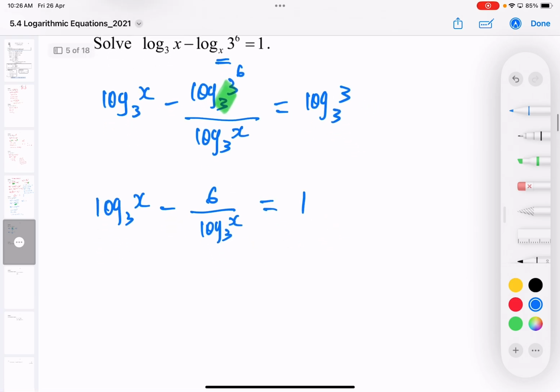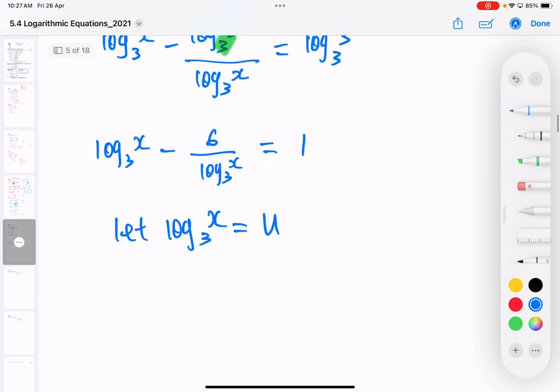I want you to write this down. Can we let log base 3 of x be, what alphabet do you want? It doesn't matter. Some people are very adamant that it must be U, so let's use U. Whenever I see log base 3 of x, I'm going to change it to U. So U minus 6 over U is equal to 1.